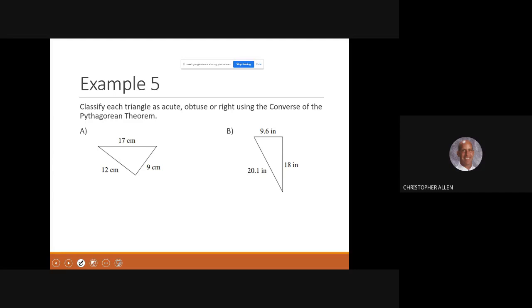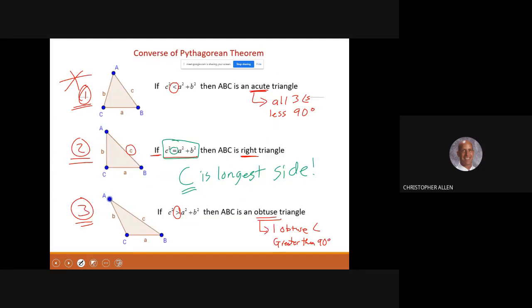And here's what I'd like you guys to do. I'm actually going to let you try this one here. I want you to try A on your own, and I'll do B for you. But I'm going to come back here to this important slide right here.